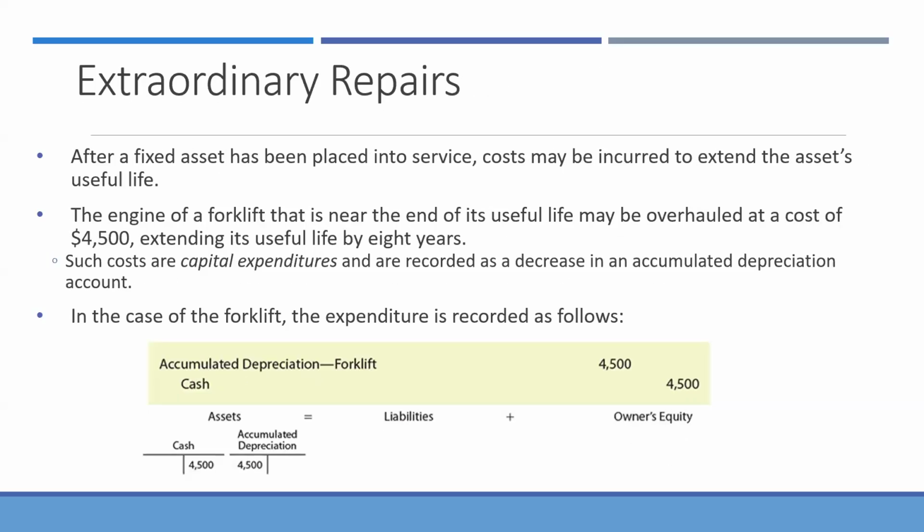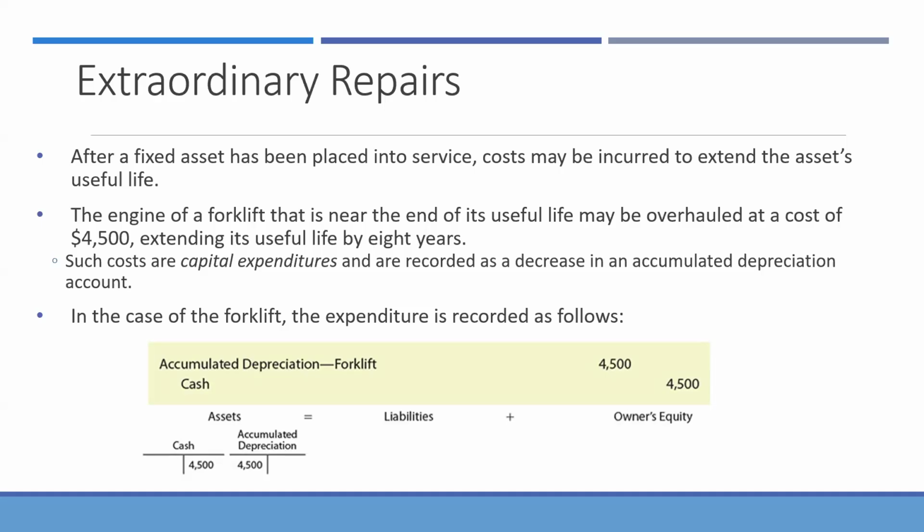After a fixed asset has been placed into service, costs may be incurred to extend the asset's useful life. The engine of a forklift near the end of its useful life may be overhauled at a cost of $4,000, and it extends the useful life by 8 years. Initially, we thought it was only going to last 5 years. Now we're doing this large cost.